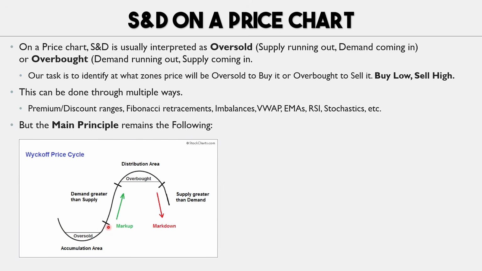We're getting into an oversold area. This is where demand starts kicking in. And as demand starts kicking in, we're having a push. And when, of course, we reach a top area, which is called the distribution area, this is where the market is overbought. And then, of course, we start selling.